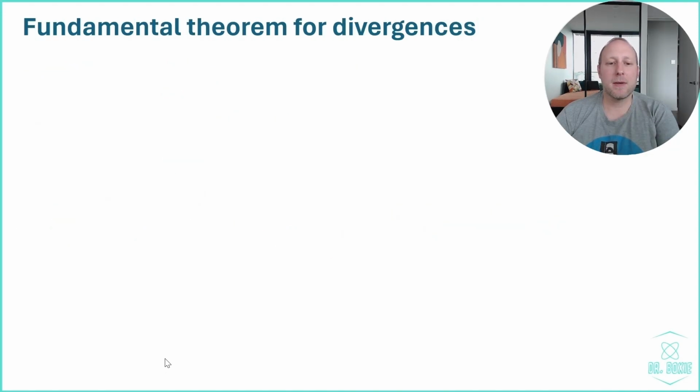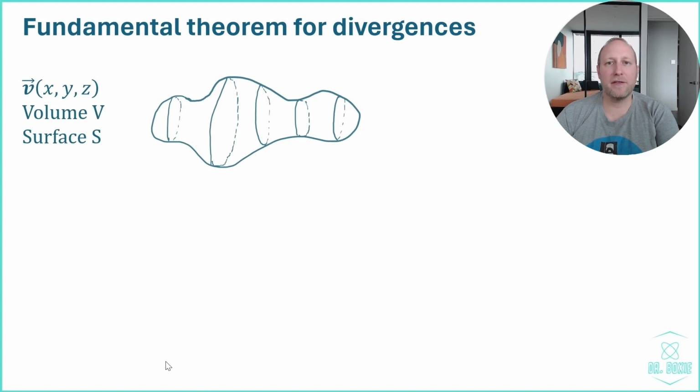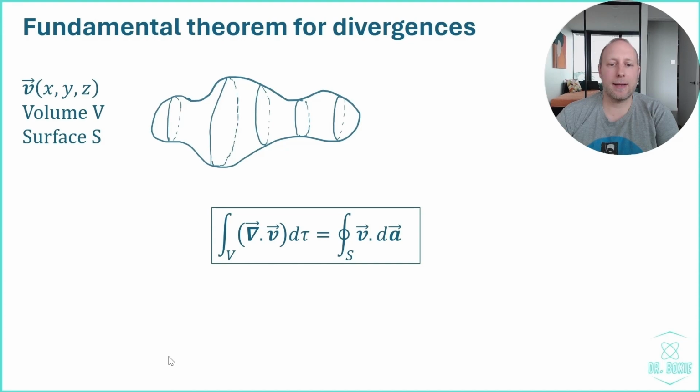For divergences, we start with a vector field V and some three-dimensional shape. Its volume, I will represent by the capital letter V, and its surface, the boundary of that volume, will be represented by S. Now, the theorem for divergences, the fundamental theorem, looks like this. What do we have here? On the left-hand side, we have a volume integral of the divergence of V. On the right-hand side, we have a surface integral of V itself.